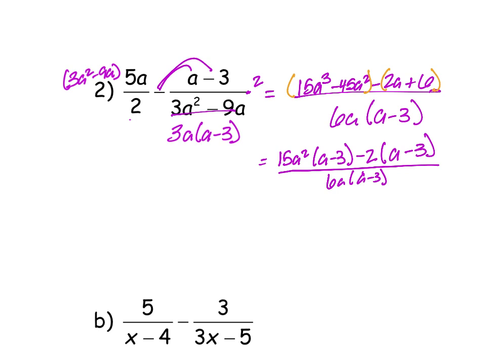What's my like term? A minus 3 is my like term. So that means that a minus 3, because it's in all 3 terms, can go away. And what do I get left with? 15a squared minus 2 divided by 6a.